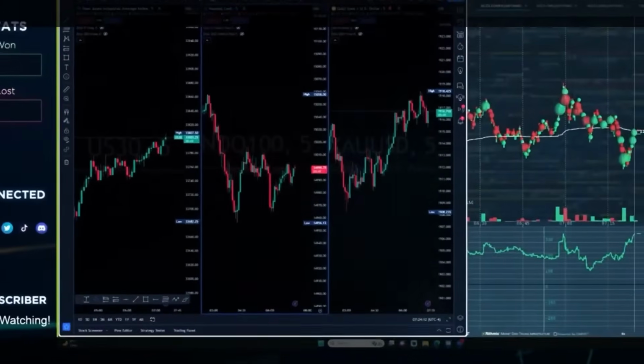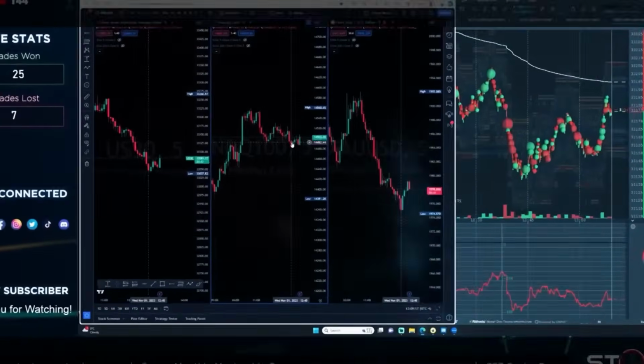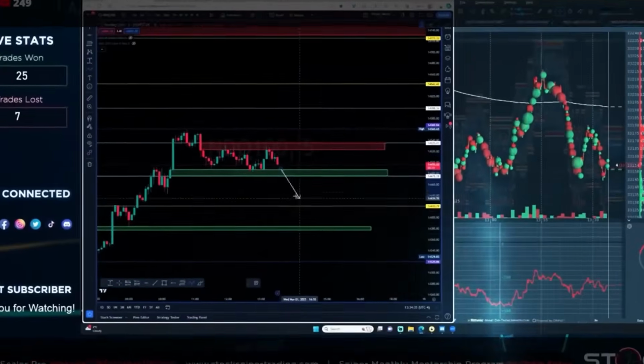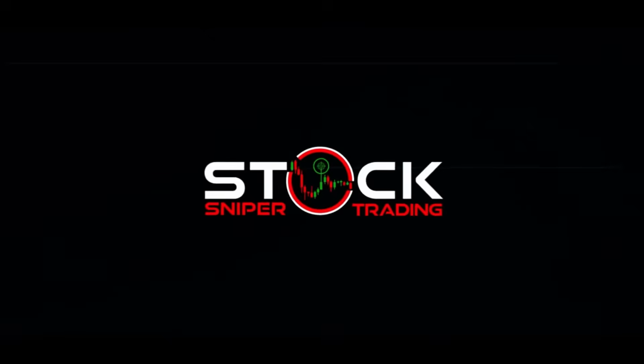In on US 30, sell. Okay, I'm jumping in. Guys, that's a 100 pip drop. Yes, we caught it. Hey, guys, 200 pips, please secure.